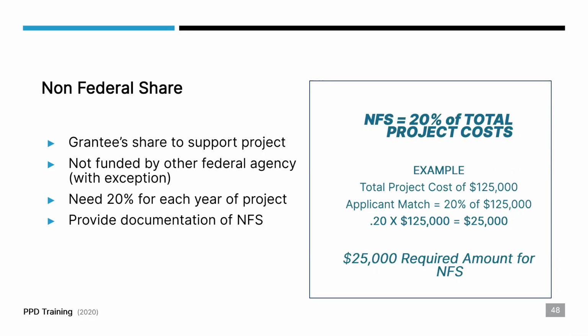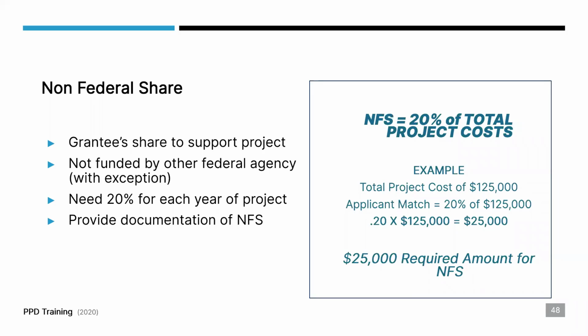And also, there's no benefit to exceeding the 20%. We ask you to get as close to 20% as possible without going under, because there is no benefit to exceeding that. It doesn't make you look any better. You don't get any brownie points.